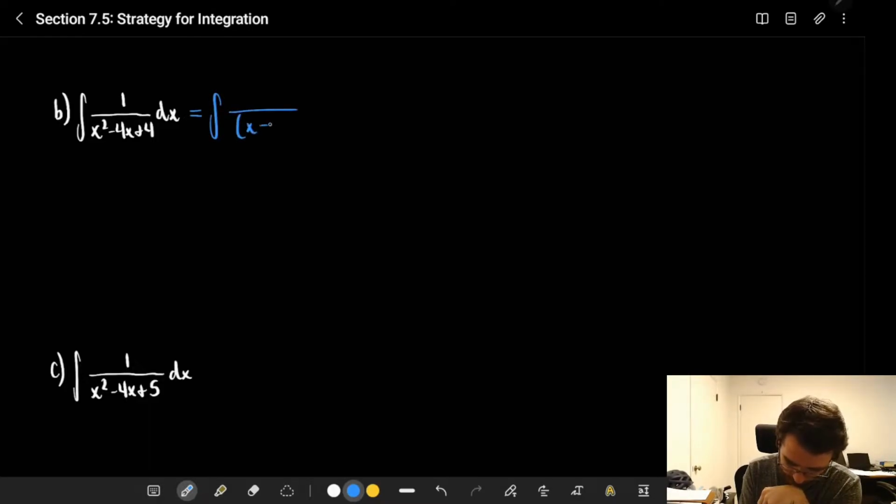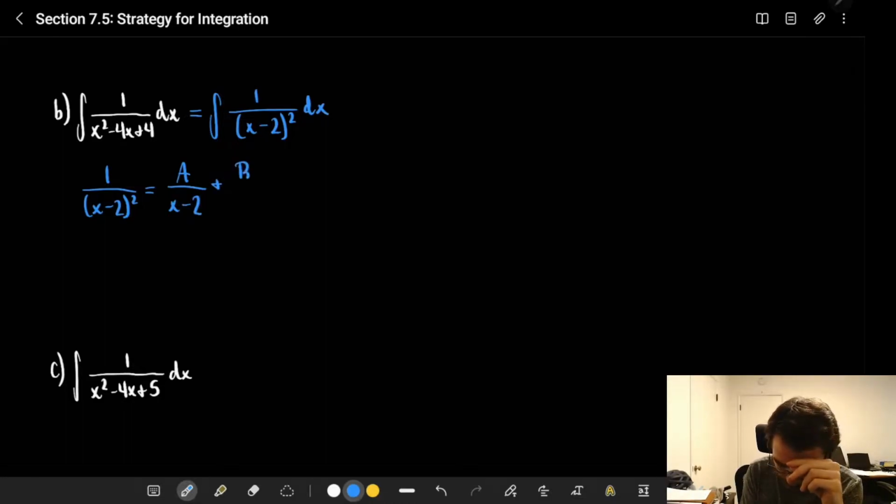But this one's a little different because it factors like so. Right? Feel free to check that. And since that term is repeated when I apply partial fractions, there's a little bit of nuance here. You get a over x minus 2 plus b over x minus 2 squared. Multiplying by that denominator gives me a times x minus 2. Actually, should I even be doing this?